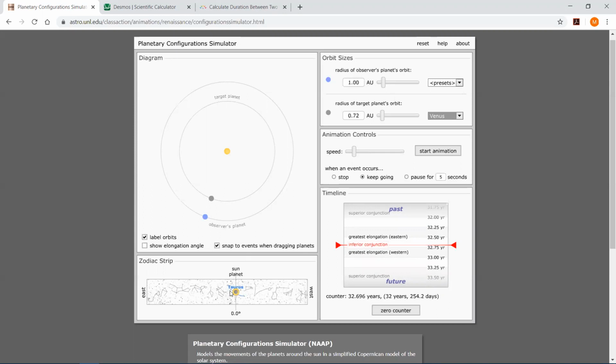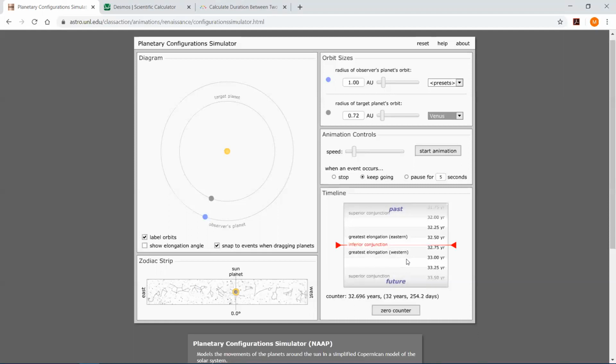That's also a conjunction. But this is a different type of conjunction because Venus, instead of being over here, which is called a superior conjunction, is near to the Earth. In fact, that's as close as Venus is going to get to the Earth. That's called an inferior conjunction. They're telling you that right here. So the synodic period is actually the time between two successive conjunctions of the same type.